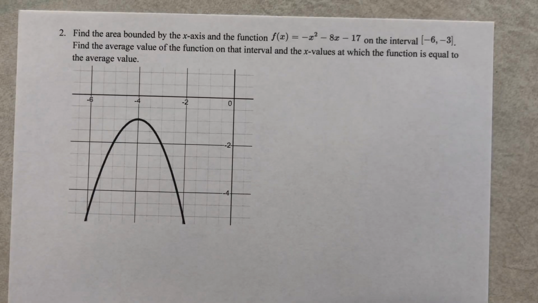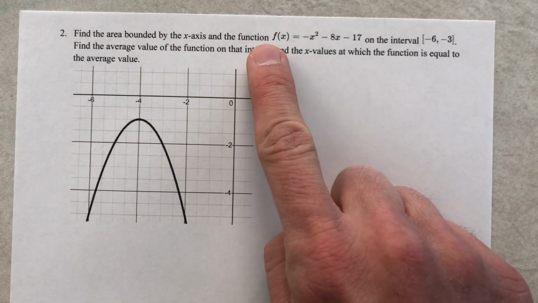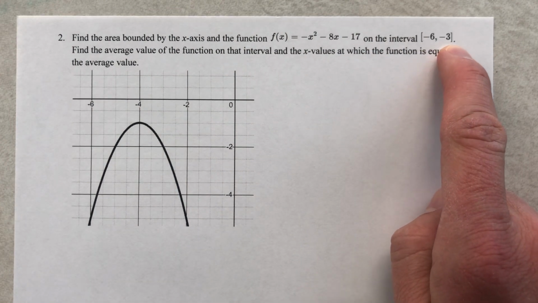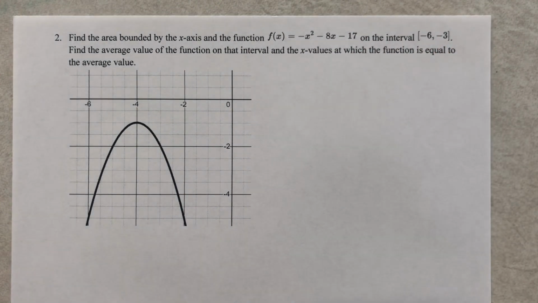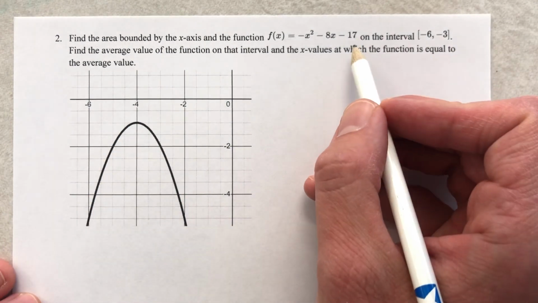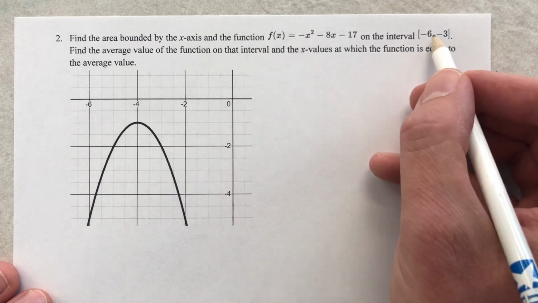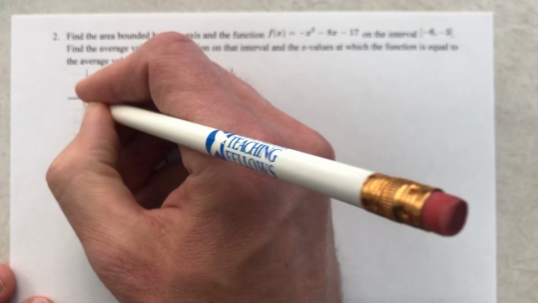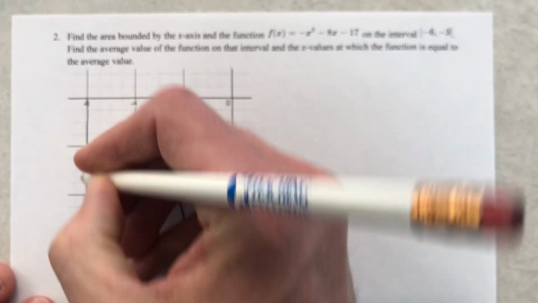Find the area bounded by the x-axis and that function on that interval. End of sentence, we could go ahead and do that. So we could go ahead and find the area bounded between this graph and the x-axis on the interval from -6 to -3, which would go from -6 to -3.